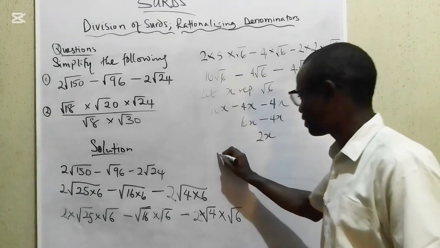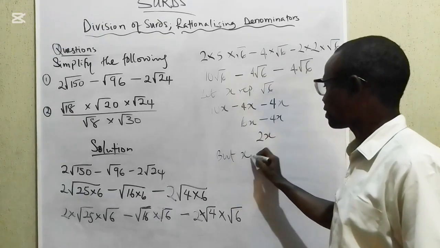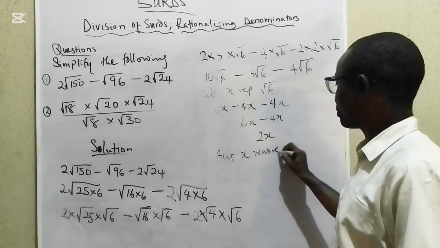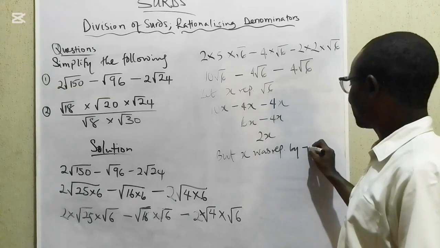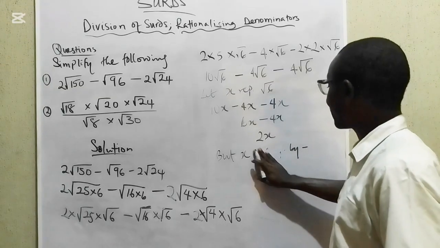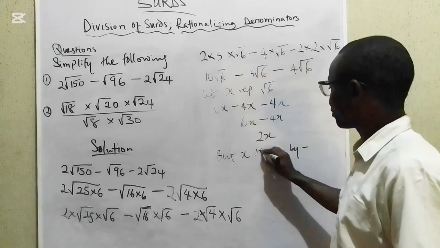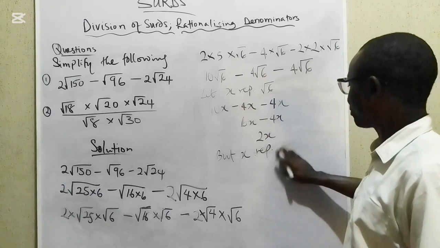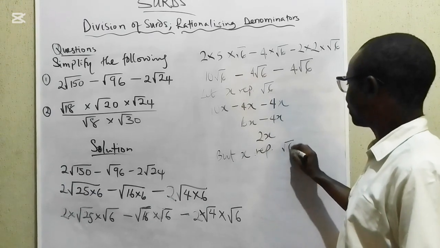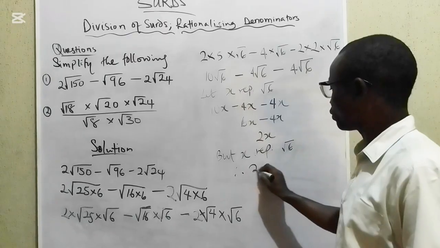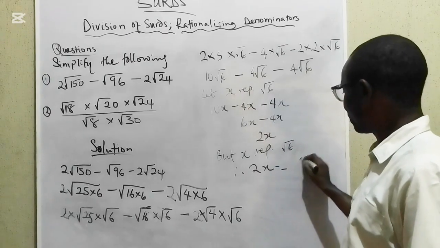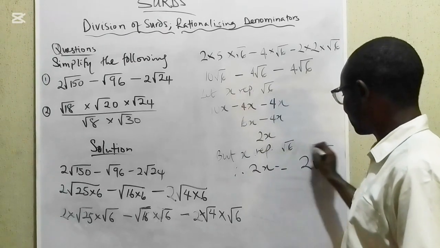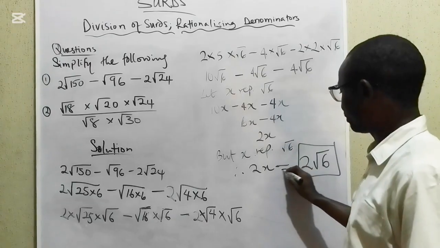But x represented square root 6. Therefore, 2x is actually 2 root 6. This is the final answer.